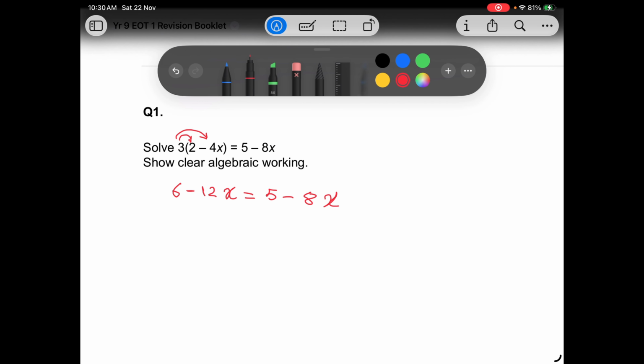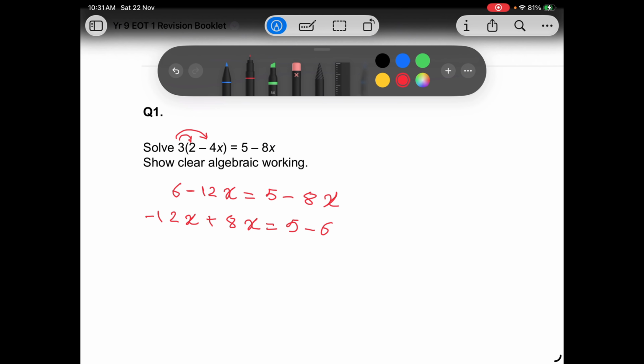You can collect all x's to one side, then all constants to the other side, so it will be minus 12x plus 8x equals 5 minus 6.